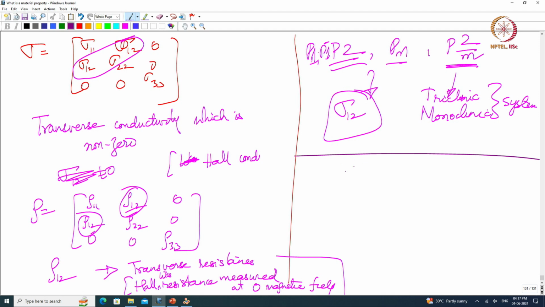So, one of the important materials is gallium oxide, this is called beta gallium oxide, again another wide band gap semiconductor like gallium nitride.